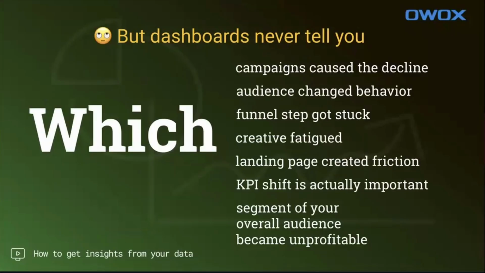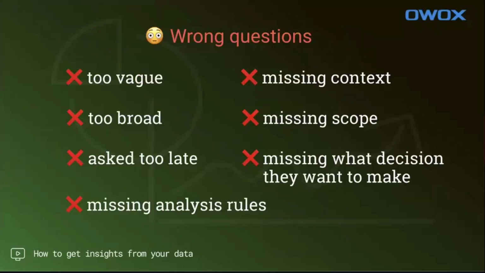Which audience changed the behavior? Which funnel step got stuck? Which creative fatigued? Which landing page affected the friction the most? Which segment of your overall audience became unprofitable? Which KPI shift is actually important? And this is where the real problem starts.